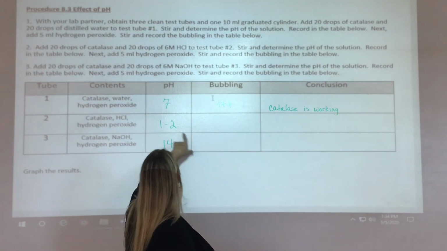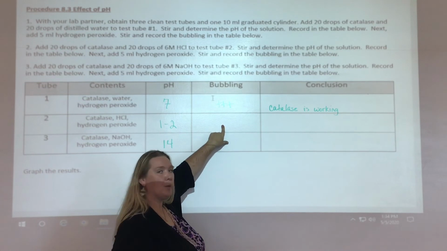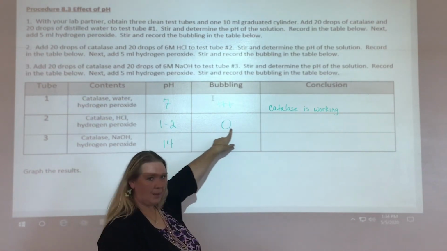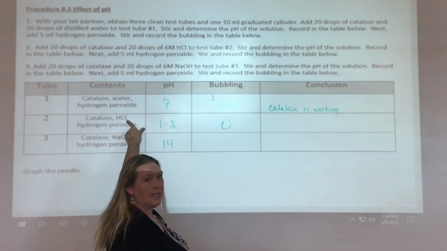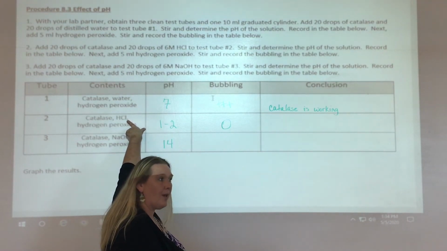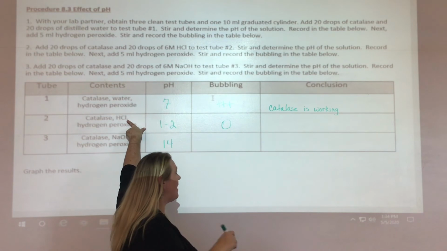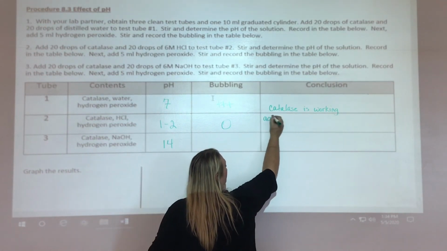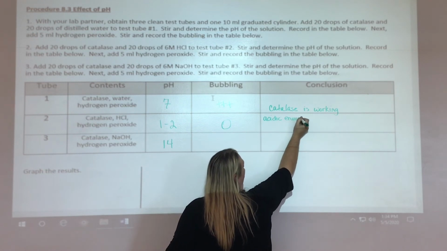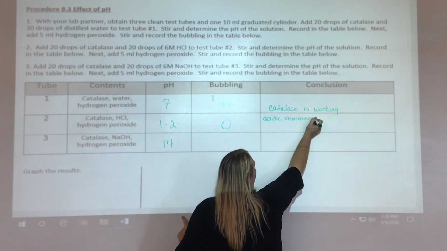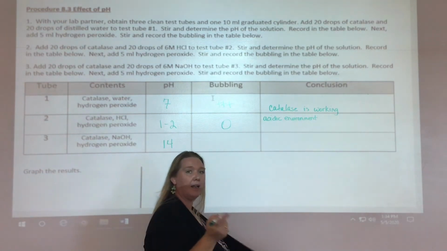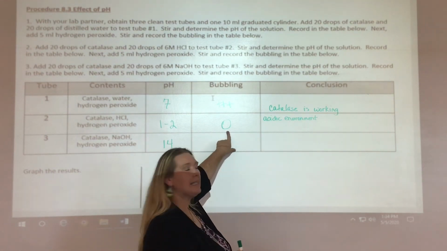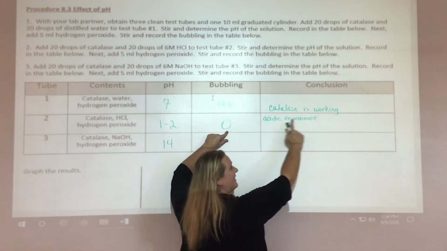Okay. What does it mean in test tube 2 when we didn't see any bubbles? Okay, we didn't see any bubbles in this. If we put it in hydrochloric acid, we put it in an acidic environment. So we put that enzyme and that reaction to occur in an acidic environment, and we didn't see any bubbles. That means catalase is not working.